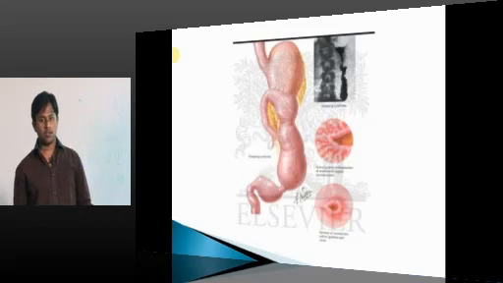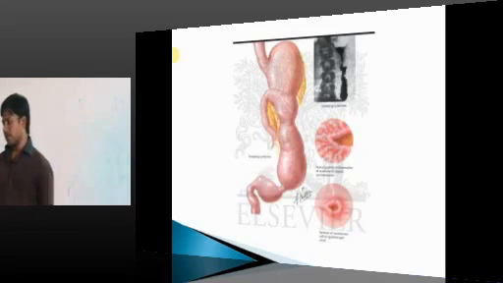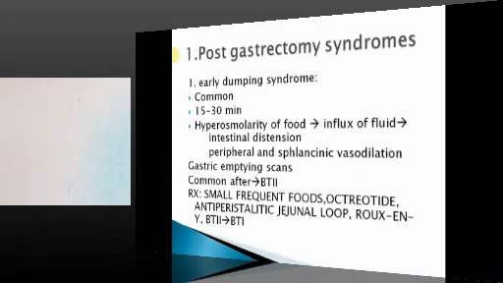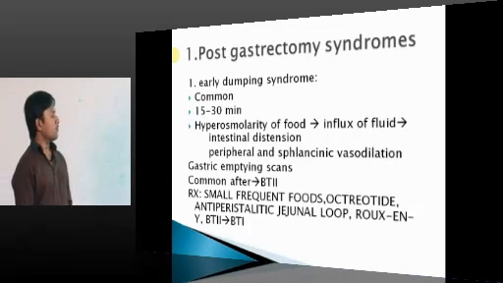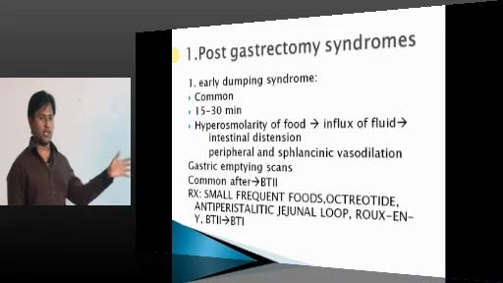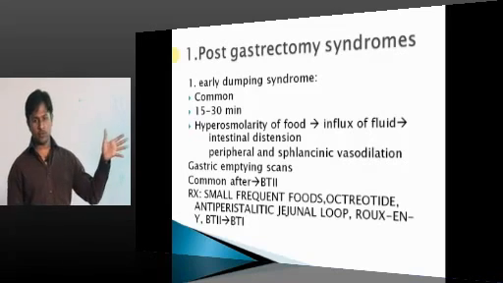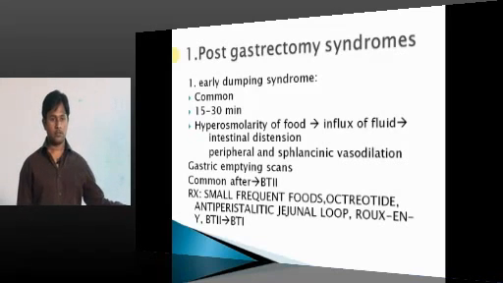Patient will be in shock. All fluid is present in the intestine. No circulatory volume. Okay, decreased circulatory volume and the patient will be in shock. So these are the effects of hyperosmolarity of the food, where there will be increased influx of the fluid leading to increased intestinal distension and peripheral and splanchnic vasodilation because of shock.